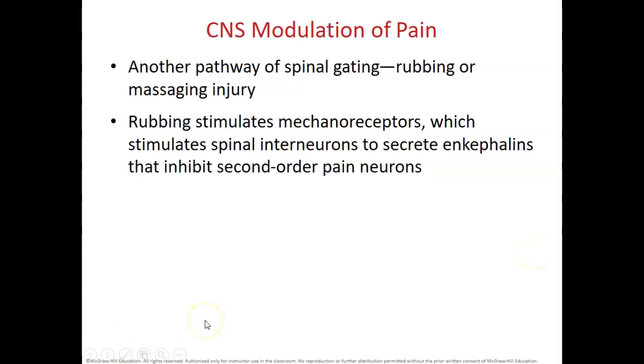In summary, we talked about the projection pathway of the pain signals to be delivered from the receptor to the brain, and how the central nervous system modulates the pain signal through the spinal gating.